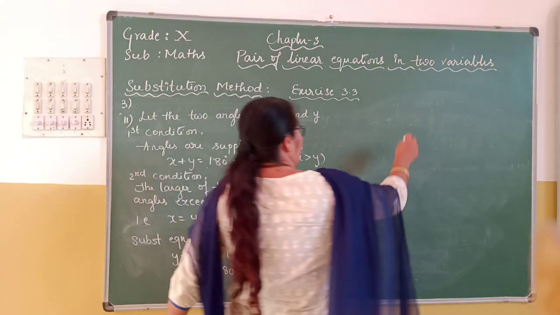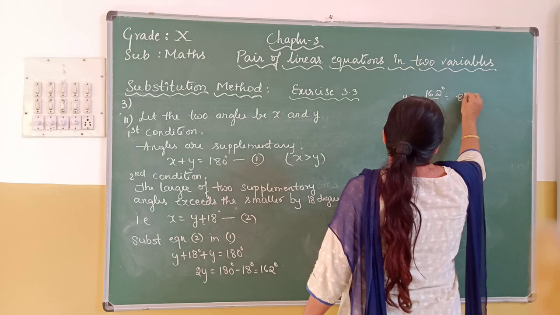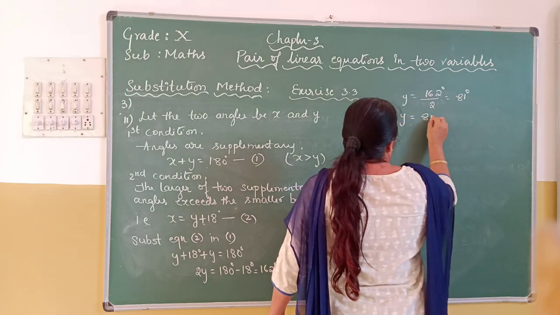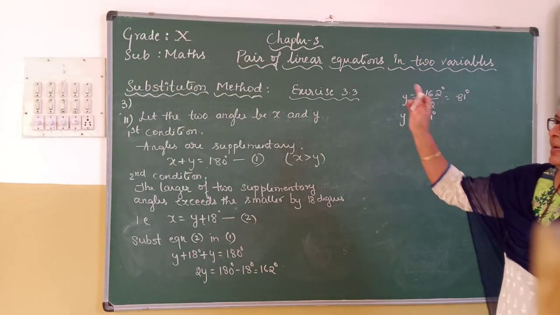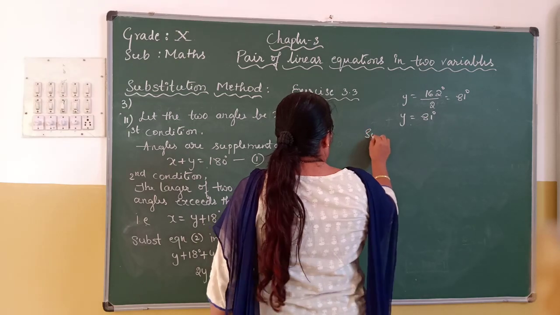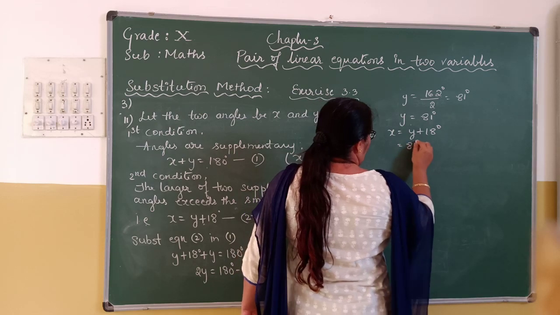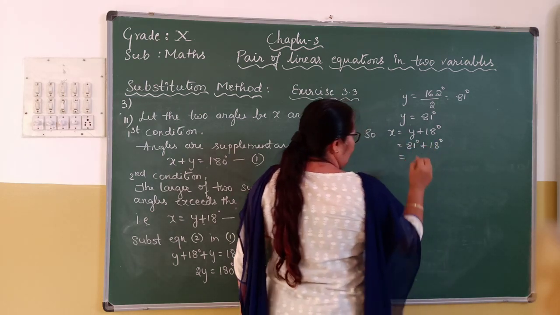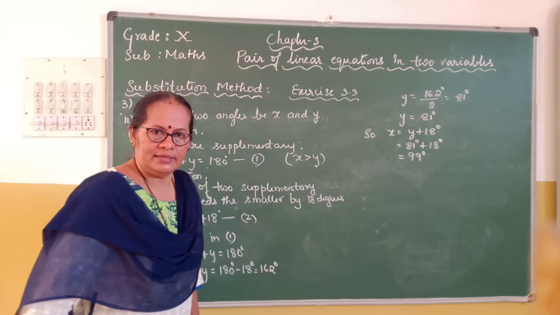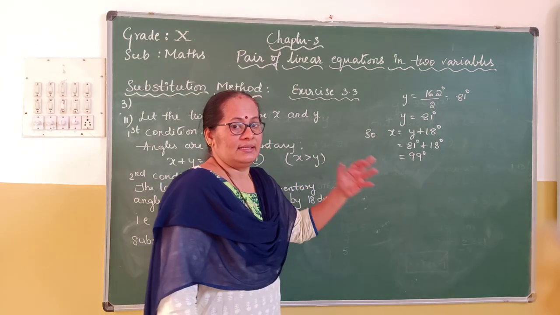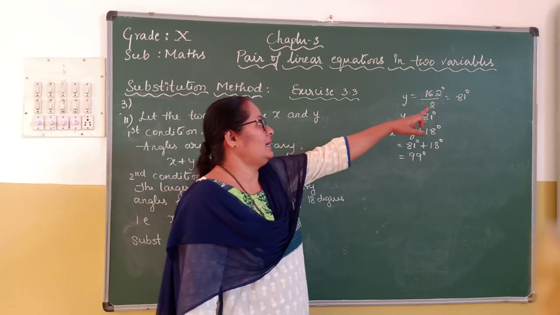So, y equals 162 divided by 2, which is 81 degrees. So, y equals 81. Now, we got y equals 81. Find x. So, x equals y plus 18. So, y is 81 plus 18. So, 81 plus 18, that is 99. Right? Now, the two angles are, one is 99 degrees and the other one is 81 degrees.